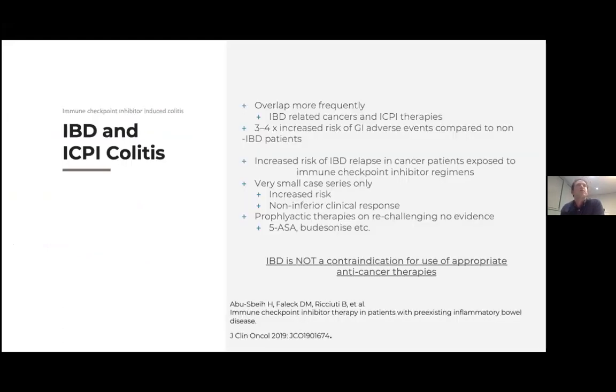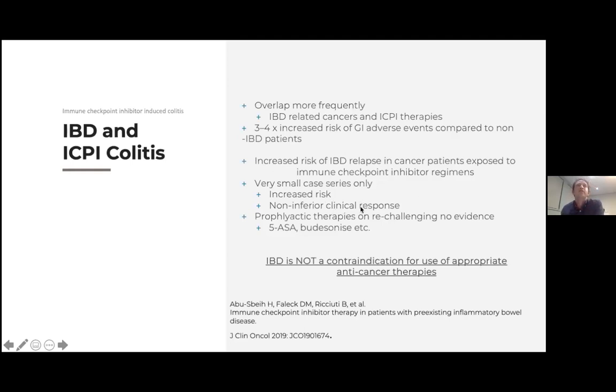And then just to talk about patients who've had preceding IBD, who are then put on immune checkpoint inhibitors. Now that scenario is likely to happen more and more frequently, both because we're using checkpoint inhibitors more commonly, and also IBD-related cancers are within the realm of immune checkpoint therapies. There is this increased risk of adverse events, as we mentioned, about 3 to 4 times. And there's an increased risk of IBD relapse when you're putting patients on immune checkpoint inhibitors. Again, data very small, mostly case series.